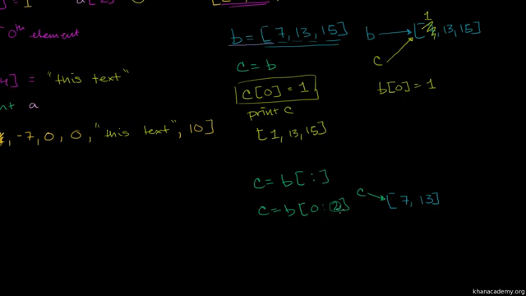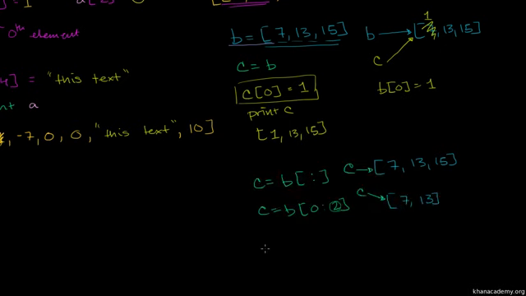So up to, but not including the second element. If you wanted all of the elements to copy, you would do this. So this is implicitly saying from the beginning all the way to the end. So it would create a separate list that looks just like b, but it's a separate one. And then c could refer to that. And now if you change c, you won't change b.